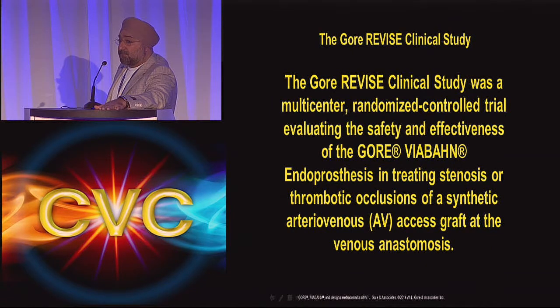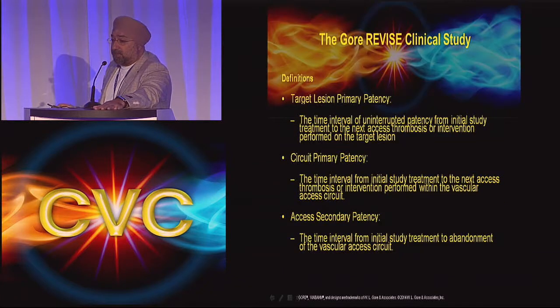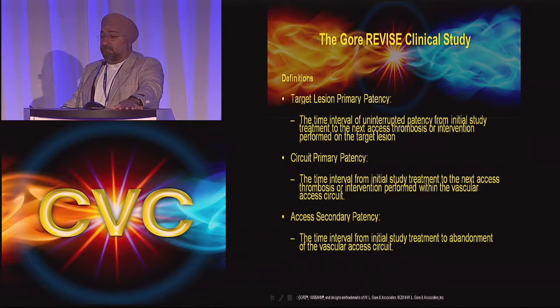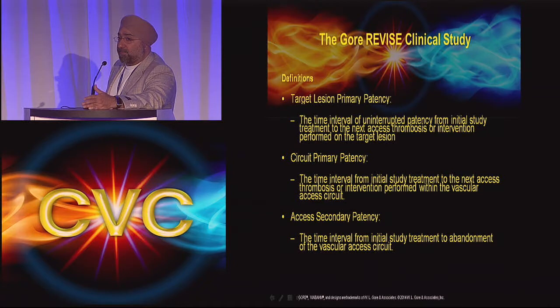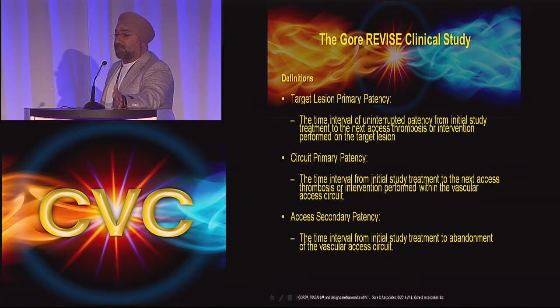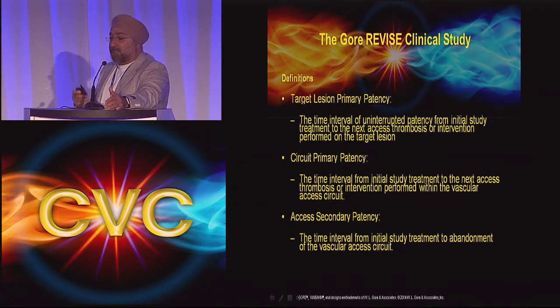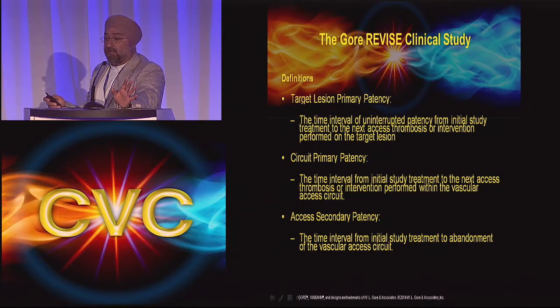So there was the REVISE study, which was with the Viabahn. It was a multi-center randomized control trial study. And it was in treating stenosis of thrombotic or non-thrombotic, which would be stenotic lesions. The definitions here: target lesion primary patency, which meant you had a stenosis, you angioplastied it, then you stented it. What is the patency if you did nothing else? And the circuit primary patency. In dialysis access, it is from the arterial anastomosis to the right atrium. That's your circuit. And from the time that you did the initial study till the next intervention or thrombosis, what's the patency? That's your circuit patency. And access secondary patency is the time from that study till the access is not used anymore, it's been abandoned.